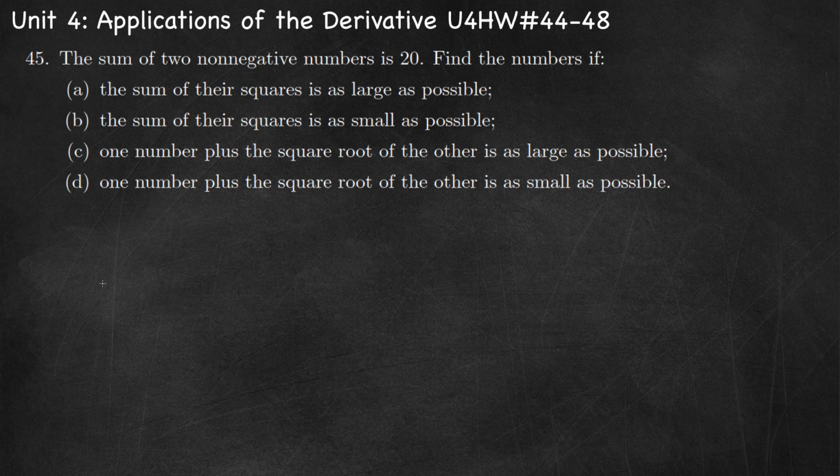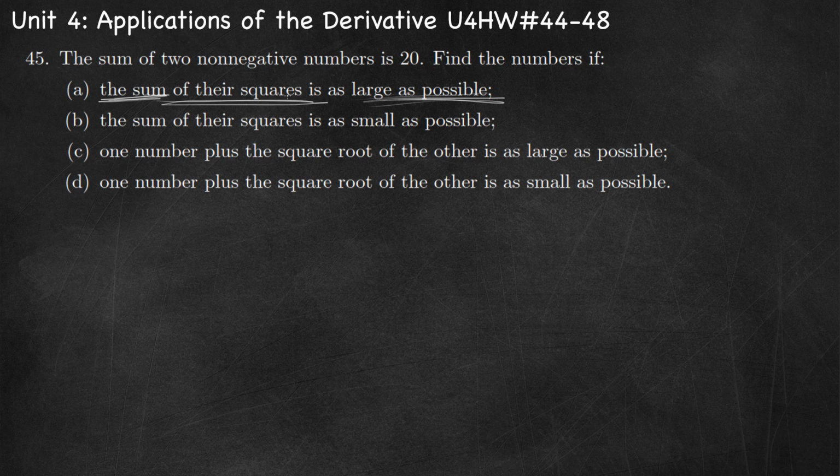Number 45, the sum of two non-negative numbers is 20. Find the numbers if the sum of their squares is as large as possible. So we want to maximize the sum of the squares of two non-negative numbers. So we need to, this one, it doesn't really make sense to draw a picture, so we can skip that step.